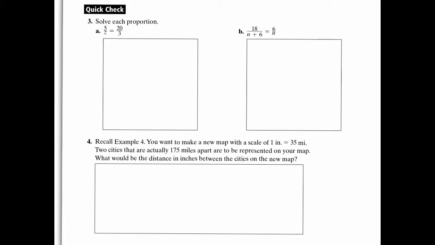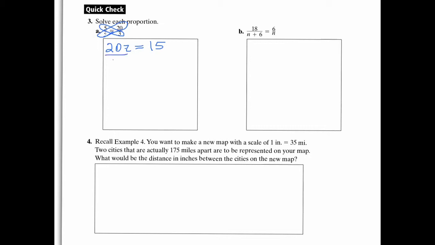Okay, so we're going to solve these using the cross product property. I always like to have my variable first, so I'm going to start with the 20 times z. So 20 times z would be 20z equals 5 times 3, which I know is 15.